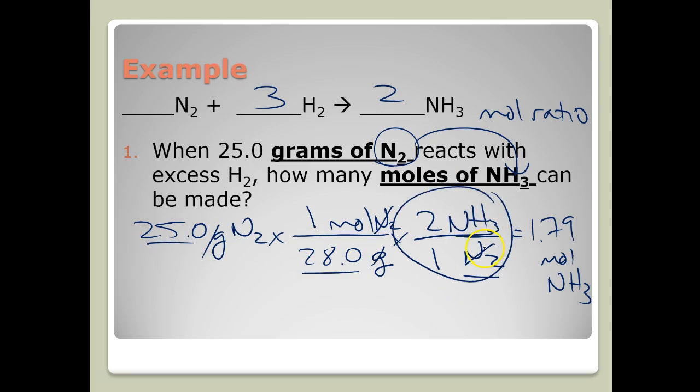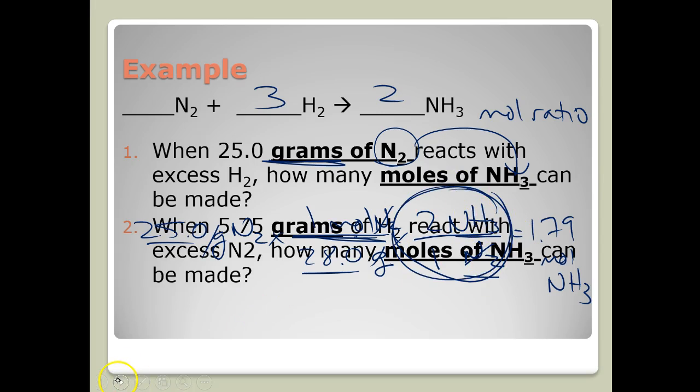And again, this doesn't count. But that's what you want to watch out for. If you're starting with grams, first thing you have to do is change it to moles. Then you can do this mole ratio, which changes from one chemical to the next.